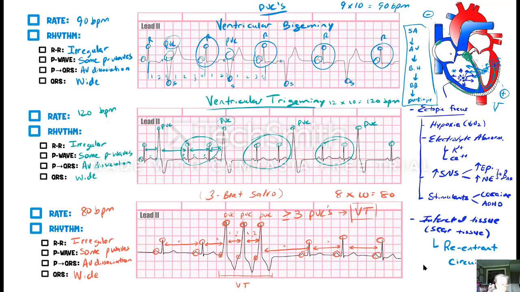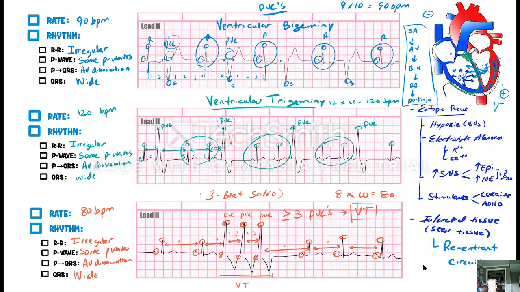If you have some that are different in appearance, let's say this one was pointing upwards, but another one was pointing downwards, then that would be a different type. So this would be another ectopic focus, and sometimes we call that polymorphic. And we'll talk about a specific type of polymorphic VTAC in a little bit called torsades de pointes, which is a very dangerous one.